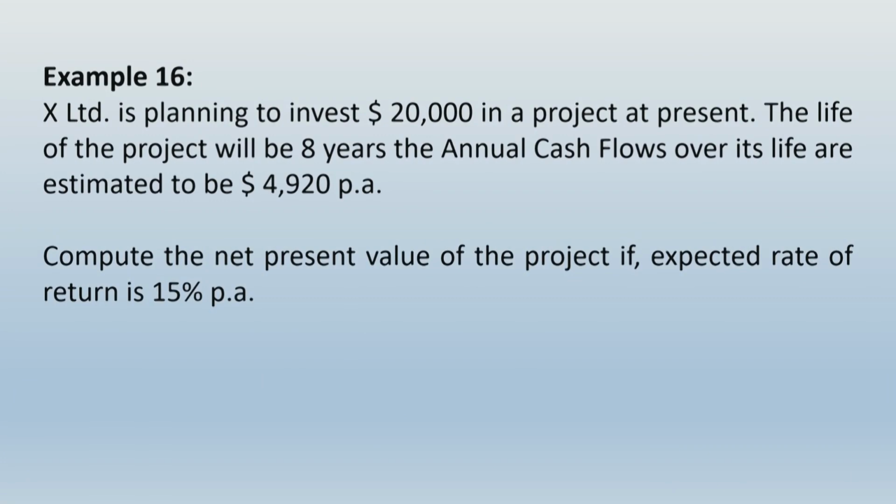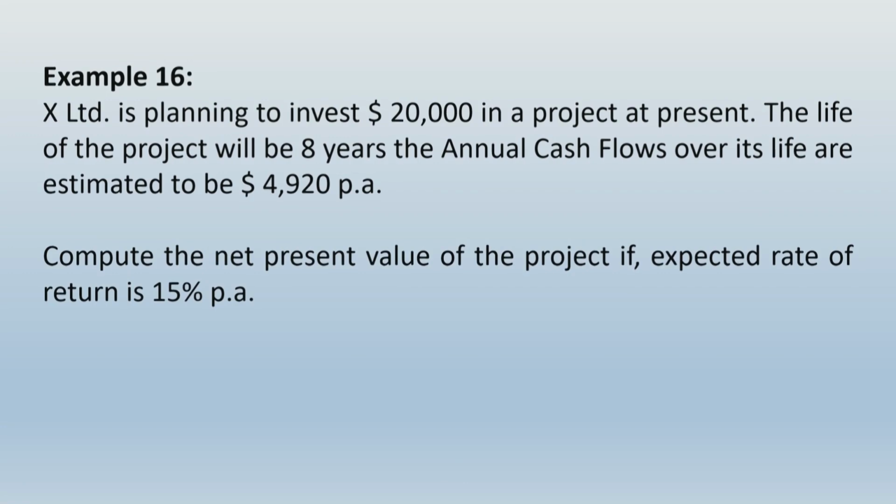Now this is little different if you carefully read. X Limited is planning to invest $20,000 in a project at present. The life of the project will be 8 years and the annual cash flows over its life are estimated to be $4,920 per annum. When we read $4,920 per annum over 8 years, it is the implication of annuity, and they have given you the expected rate of return as 15% per annum.